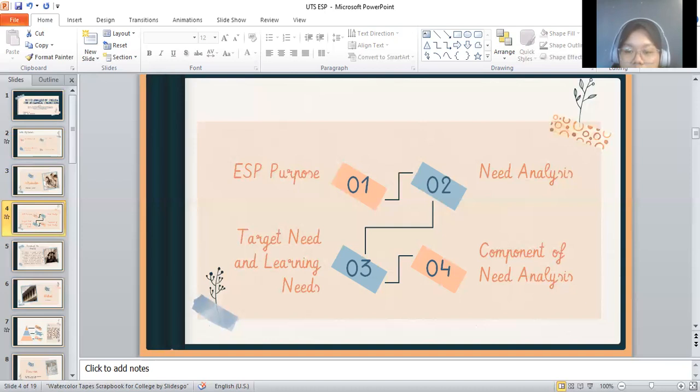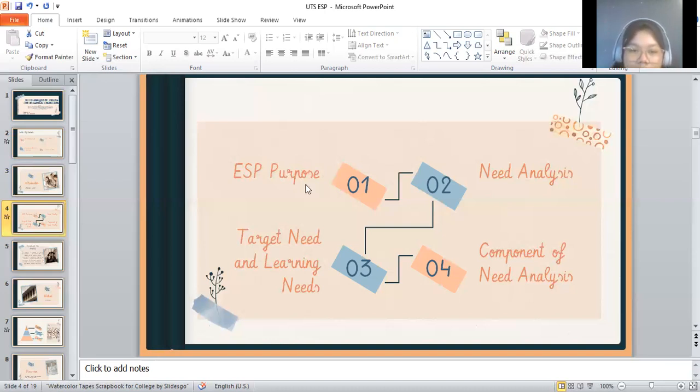ESP instructors must start the instruction with needs analysis. Needs analysis is collecting and analyzing student information in order to set objectives and appropriate content for a language curriculum.